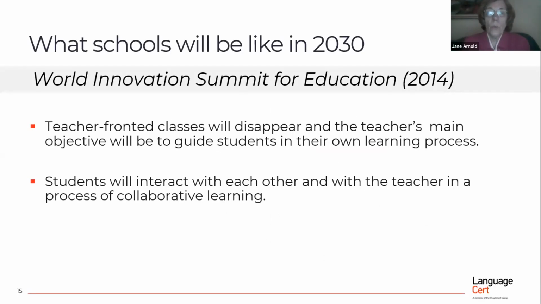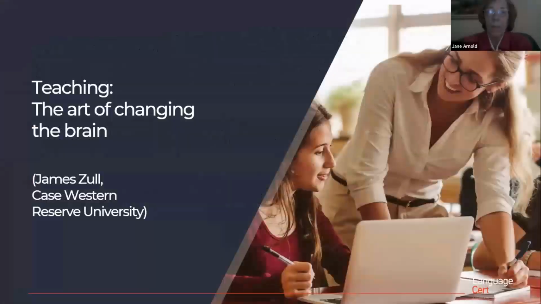And this has to do with the results from an important World Innovation Summit for Education, where they discussed what schools will be like in 2030. And two of the main ideas they offered were these: teacher-fronted classes, like the first one we saw with the man there, will disappear, and the teacher's main objective will be to guide students in their own learning process. And another point, students will interact with each other and with the teacher in a process of collaborative learning.